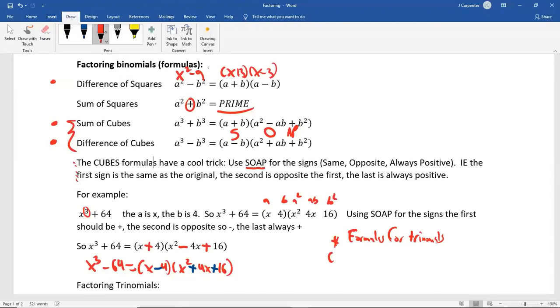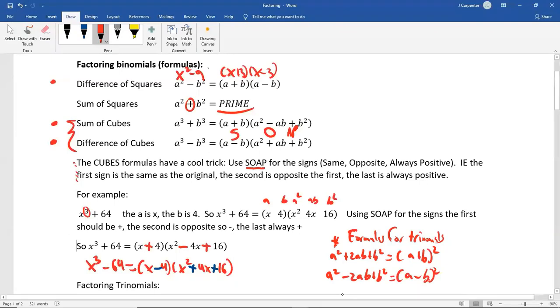I'm writing the wrong side, swapping my left and right side. It goes a squared plus 2ab plus b squared is equal to (a plus b) squared, and a squared minus 2ab plus b squared is equal to (a minus b) squared. So these are what we call our perfect square trinomials.